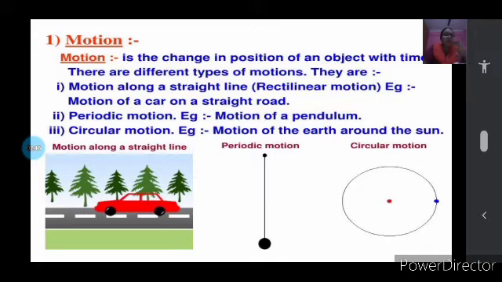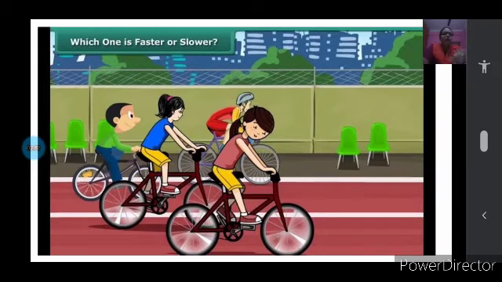So that you can recollect what you have learnt in the previous class, and be ready for learning the new things. By now you know what motion is, so further we will move on, children. Now you see here, 4 children are riding bicycles, and you can count the number, 4 of them are changing their position. So each one of them is under motion?